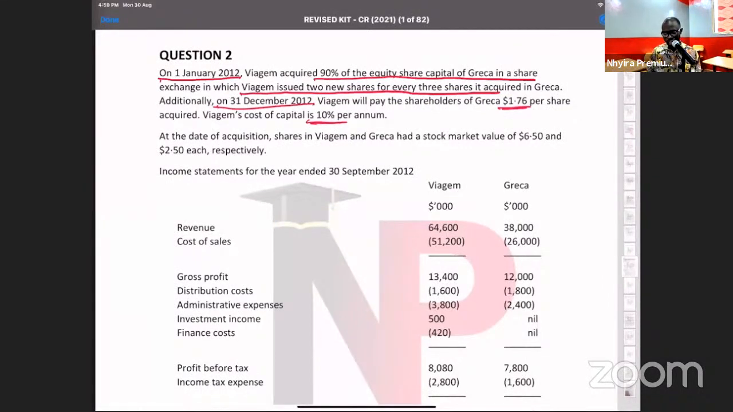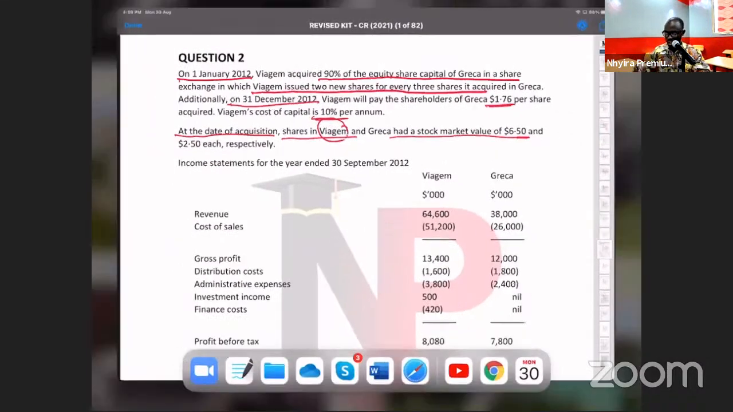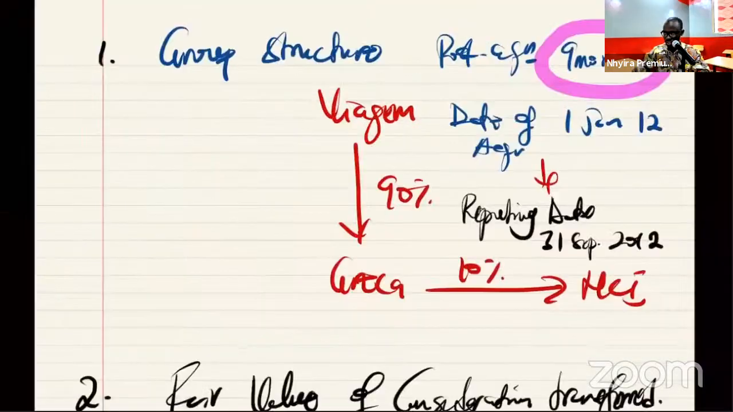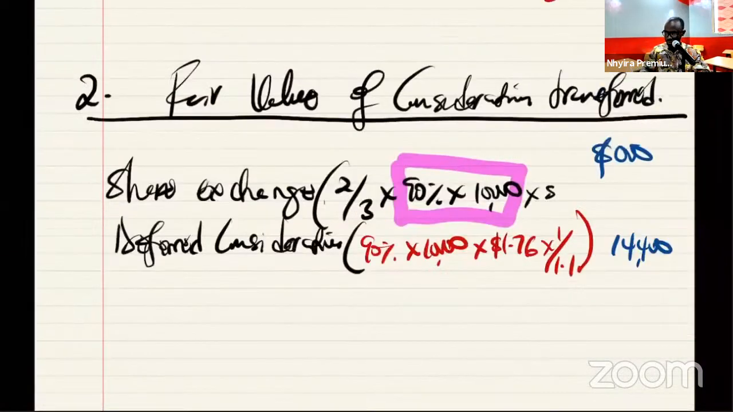So let's go. At the date of acquisition, shares in Viagem and Grisa had a stock market value of 6.5 and 2.5 respectively. All this while, I was waiting for the share price of Viagem. Now I know that it is 6.5. So what do we do? We bring it up so that we can calculate the fair value of the share exchange. So times 6.5. When you multiply that up, you should have a value of 39,000.